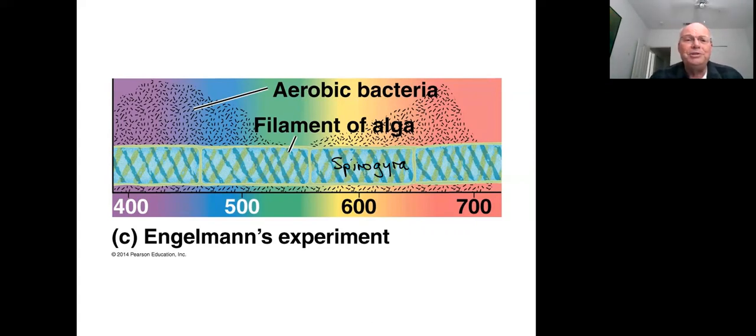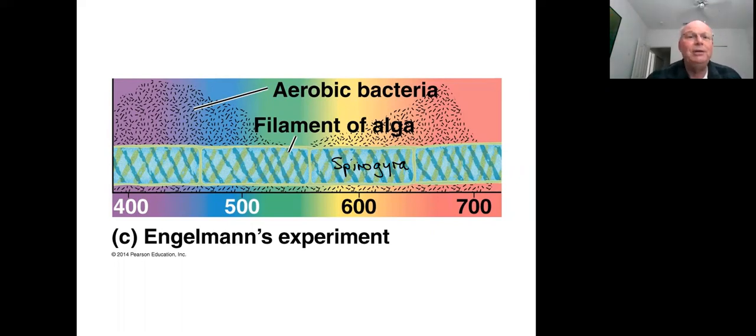But by the time Engelmann is carrying out his experiments, it was known that oxygen was an element and that it is a product of photosynthesis. Oxygen gas is produced by photosynthesis. So Engelmann simply said, if oxygen is being produced by the algae carrying out photosynthesis, it's going to accumulate in whatever wavelengths of light are best at driving photosynthesis.